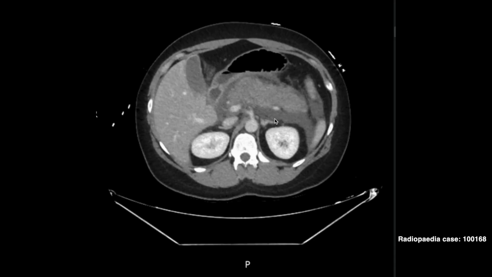Now look at the fat around it. See that haziness, that stranding? That's the inflammatory reaction spreading into the peripancreatic fat. It's confined though. It's not tracking anywhere crazy. You also get a little bit of fluid here in the lesser sac. That's APFC. No wall, no debris, just clean fluid.